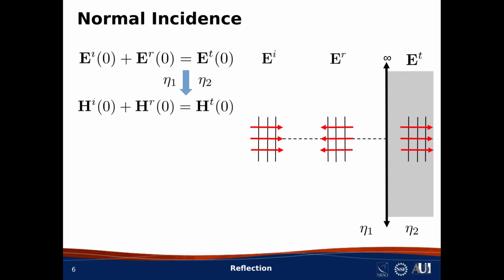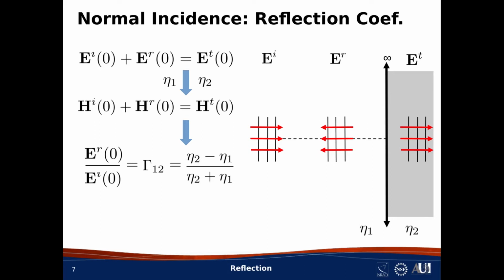I'm not going to show the math, but again, you can see the details in the reference I suggested earlier. Instead, I'm simply going to point out that we have two equations which will allow us to solve for E super R at the boundary relative to E super I at the boundary. And here's that result. We find that the ratio of E super R to E super I at the boundary is equal to eta sub 2 minus eta sub 1 over eta sub 2 plus eta sub 1.